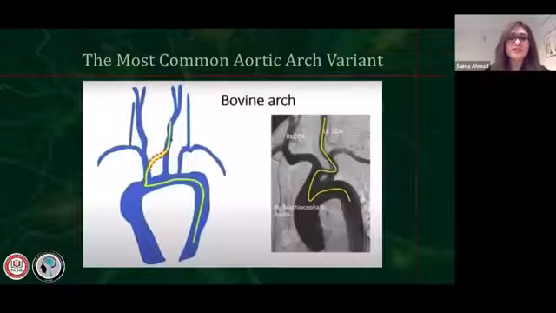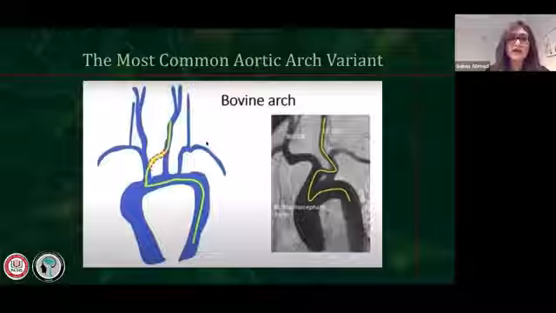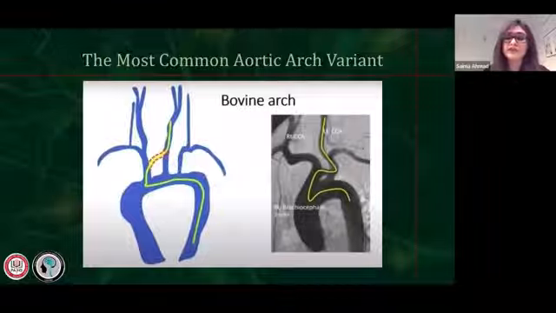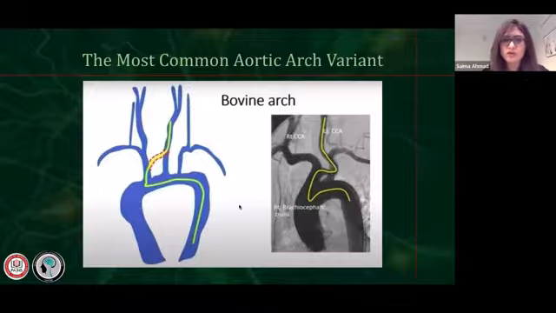In the bovine arch, instead from the right side, the left common carotid artery is arising from the right side. So this is a great problem during navigation, because you can see the diagnostic catheter has to take a lot of curves to select into the left common carotid artery, and there is always a problem. And by the way, I don't know why they name it as a bovine, maybe due to these two horns, or I don't know.